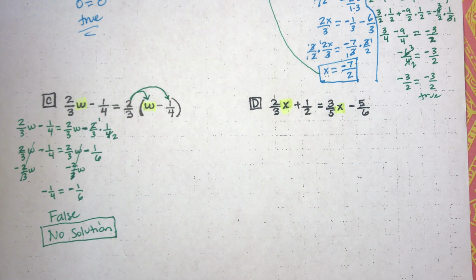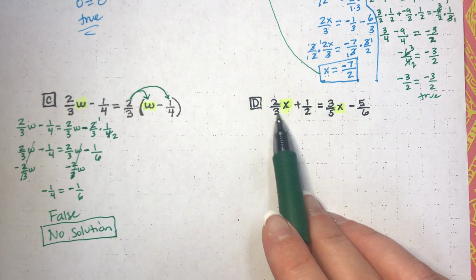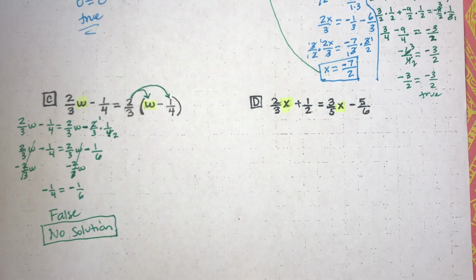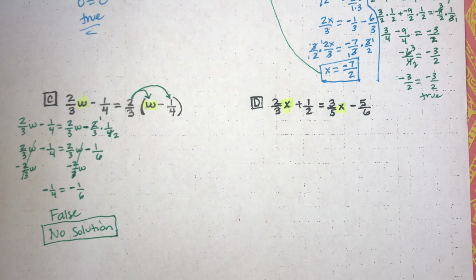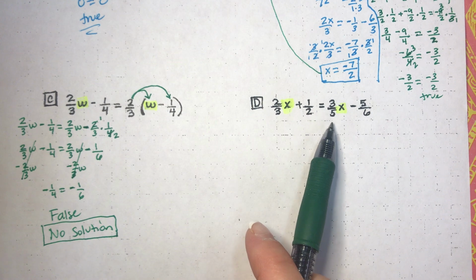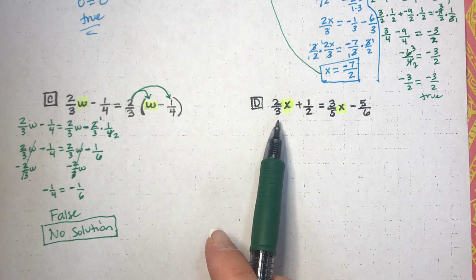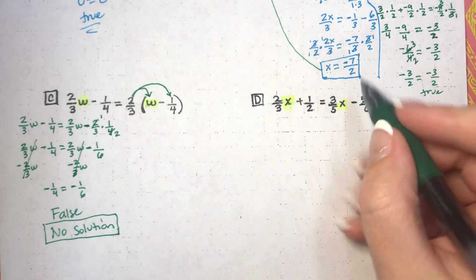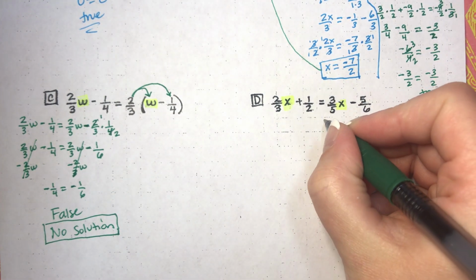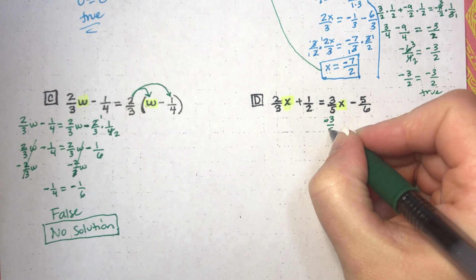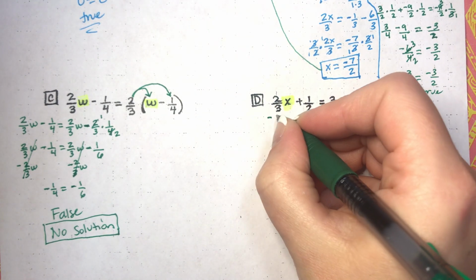So let's just go ahead and solve this by keeping the fractions. So we're going to move the smaller one out of 2/3 or 3/5. Which one is smaller? I think 3/5 is smaller than 2/3. I'm pretty sure. So we're going to do the inverse operation of addition, which would be subtraction. So we're going to subtract 3/5 x to both sides.